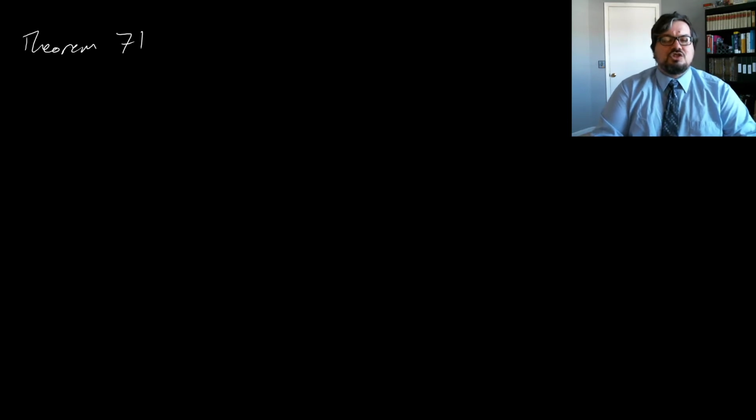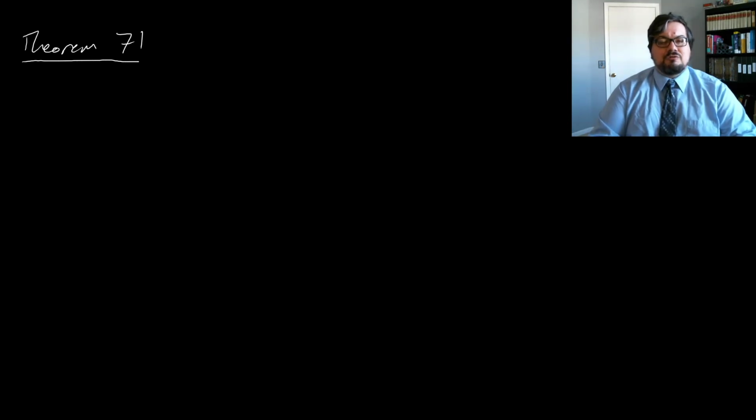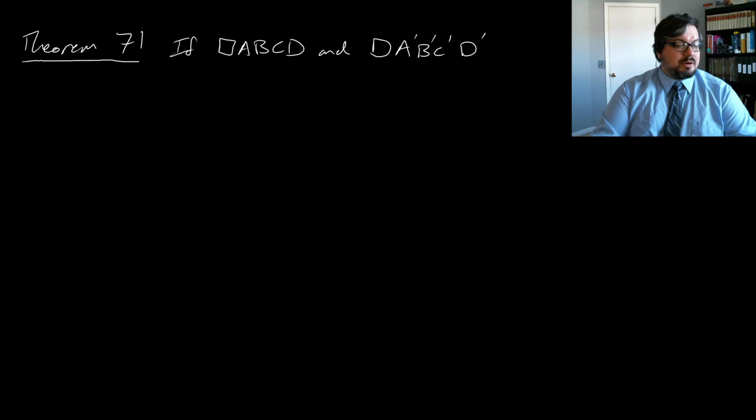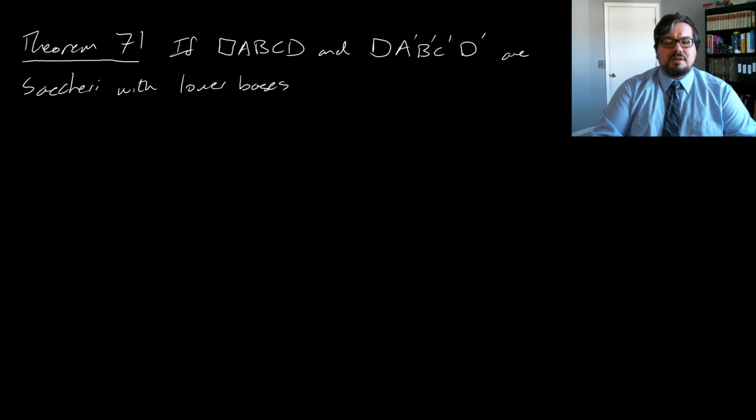So for instance, we have theorem 71, which is sort of a congruence statement for Saccheri quadrilaterals, even though we haven't defined congruence of figures other than triangles. So theorem 71: if quadrilateral ABCD and quadrilateral A prime, B prime, C prime, D prime are Saccheri, which is just short for saying they're Saccheri quadrilaterals, and we should specify their lower bases, AD and A prime, D prime.